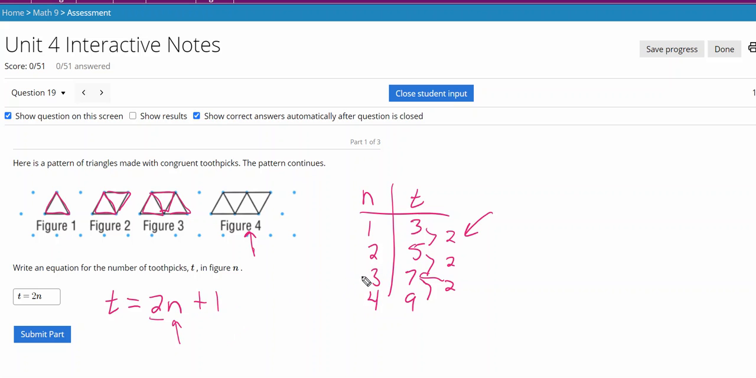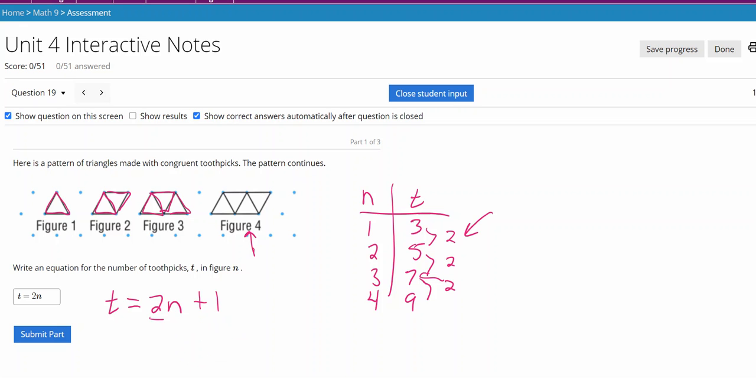I could have chosen the first one too, right? I could have said 2 times 1, if I would have thrown this one in. 2 times 1 is 2, and I need to add 1 more to get to 3. Okay, so you can do it that way.